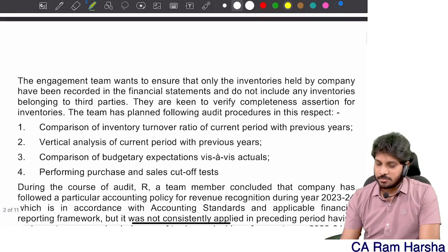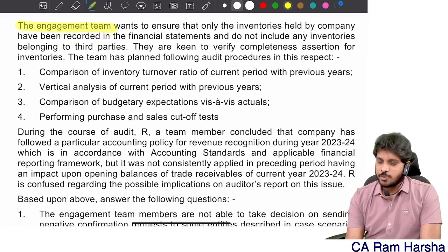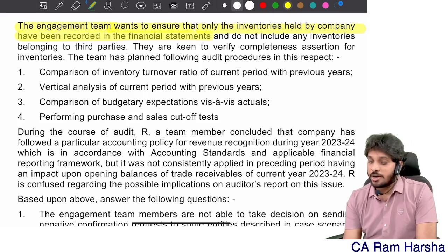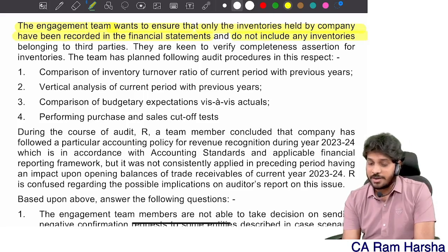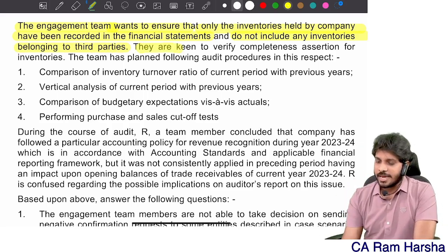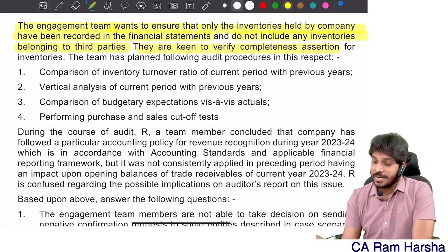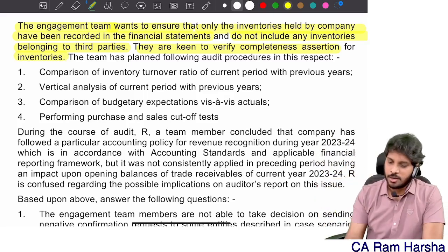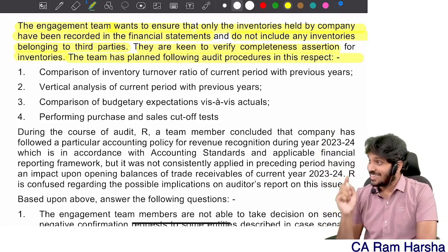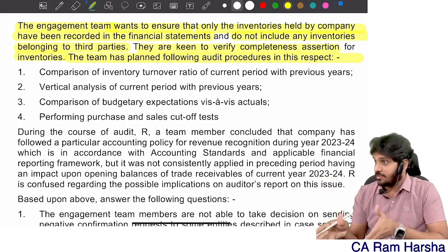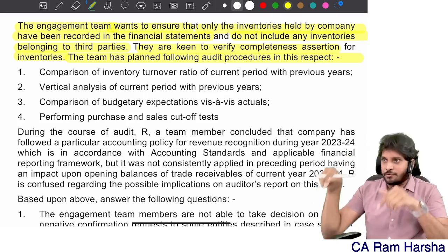In this regard, the engagement team wants to ensure that only the inventories held by the company have been recorded in financials, but do not include inventories belonging to third parties. They are keen to verify the completeness assertion for inventories, whether inventory is completely accounted or not. The team has planned the following procedures in that respect.